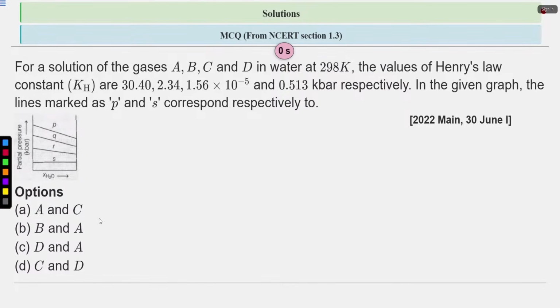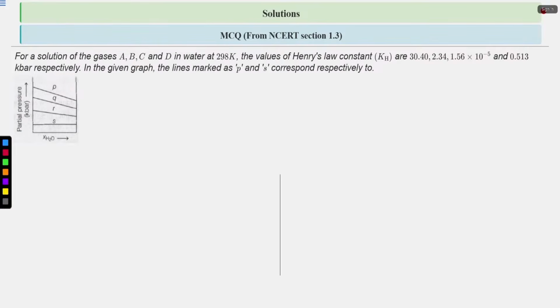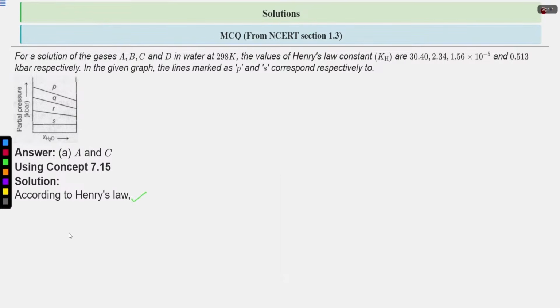Okay, let's see. For this question, the correct answer is option A, which is A and C. That means the P and S lines correspond to the gases A and C. Now let's see how. We use the concept 7.15 and solve this question. According to Henry's law, you know that the partial pressure of the gas is equal to KH times chi, the mole fraction, and KH represents Henry's law constant.